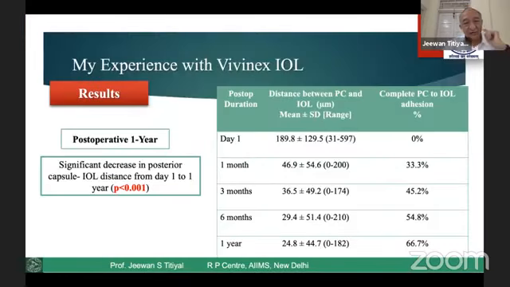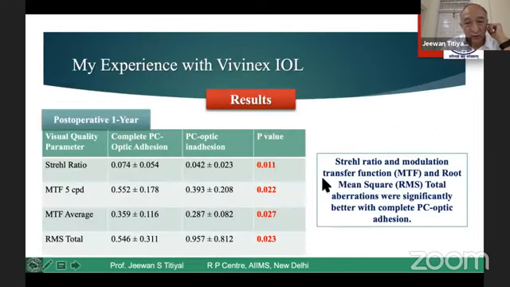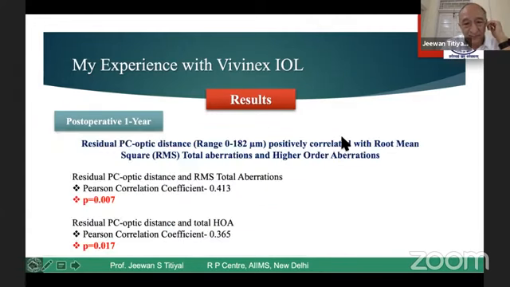So it's not that every capsule will get attached to the posterior surface of the IOL. There is a definite difference in the type of pattern we see in these cases. Looking into their visual quality, we also found that if you have a complete adhesion, the quality of vision was better in terms of Strehl ratio, MTF values, and RMS value. They were better than those cases where the capsule was not adherent to the posterior surface of the IOL.